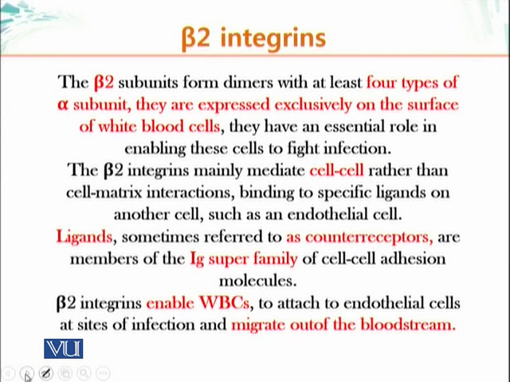The beta-2 integrins mainly mediate cell-cell rather than cell-matrix interactions, binding to specific ligands on other cells such as endothelial cells. We have seen a movie of how a white blood cell is rolling because of weaker interactions, and ultimately I had said that the white blood cell has to bind the endothelial cells very firmly in order to cross the endothelial cell barrier and go to the site of infection. Beta-2 integrins enable white blood cells to bind endothelial cells at the site of infection and migrate out of the bloodstream.